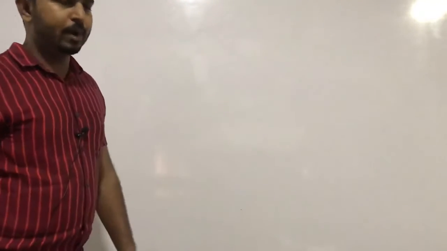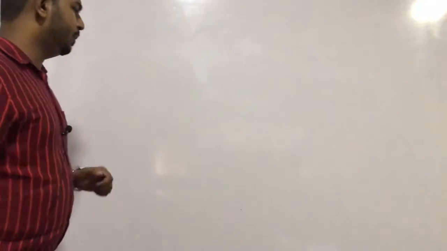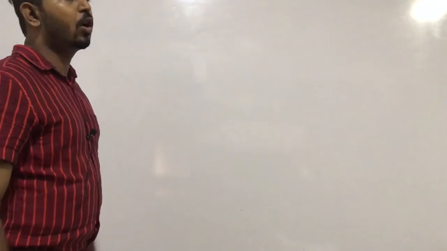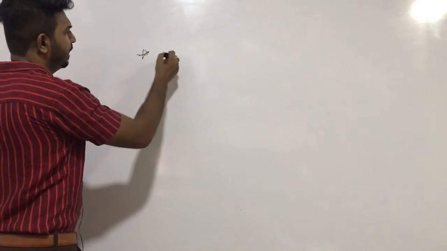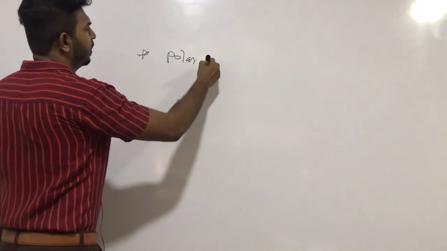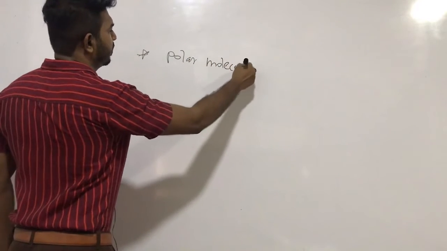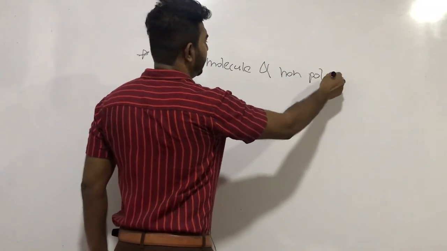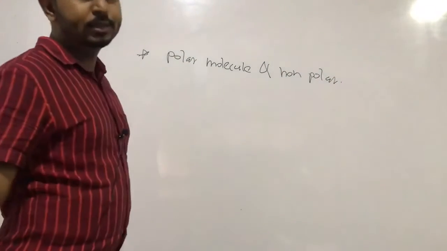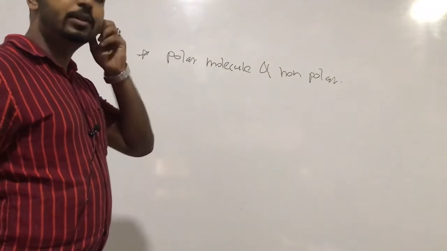Specific shapes and bond angles. Okay, these are the characteristics or properties of covalent compounds. Then we should know some new words called polar molecules and non-polar molecules. So, next topic is polar molecules and non-polar molecules.